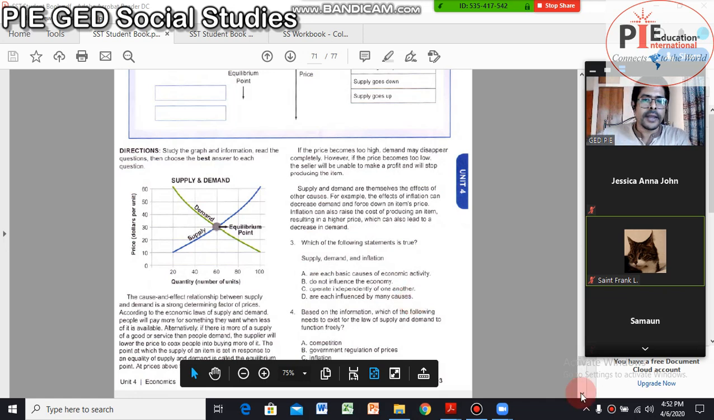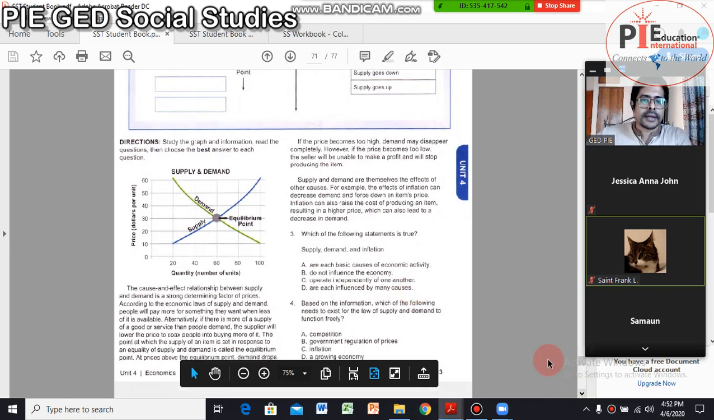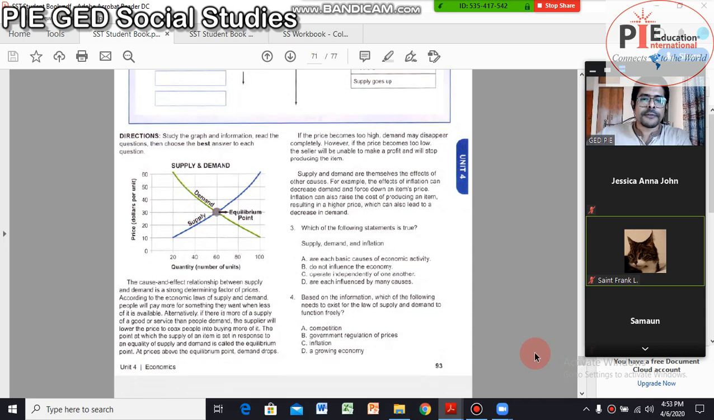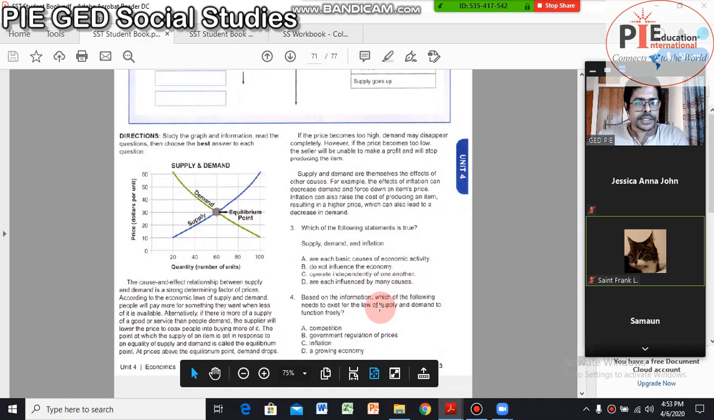And then if we look at the last one: based on the information, which of the following needs to exist for the law of supply and demand to function freely? What does the law of supply and demand actually mean? Do you guys have any idea?